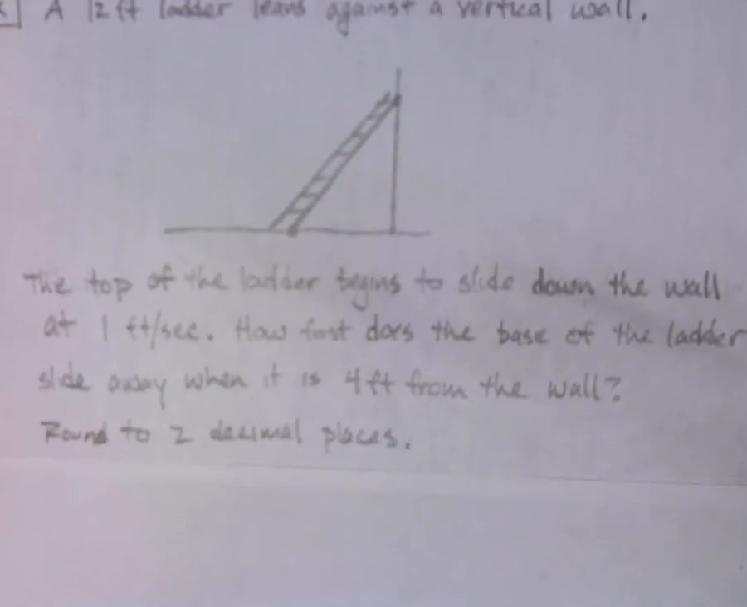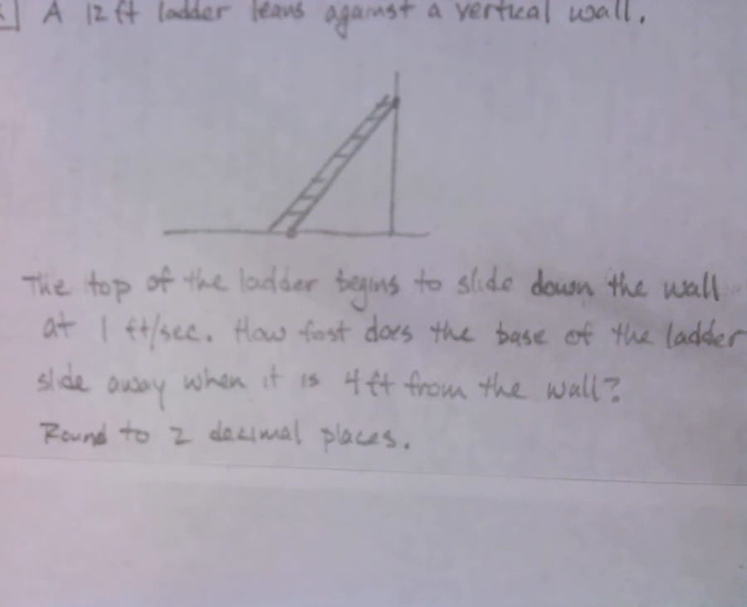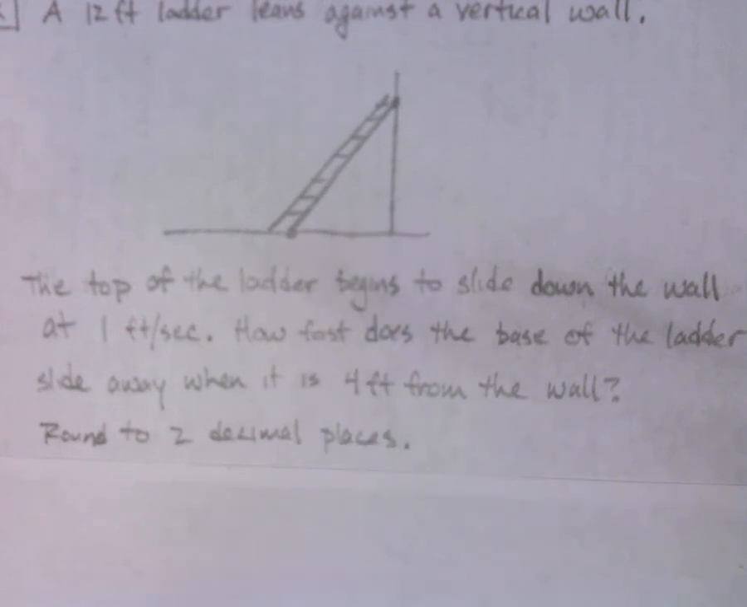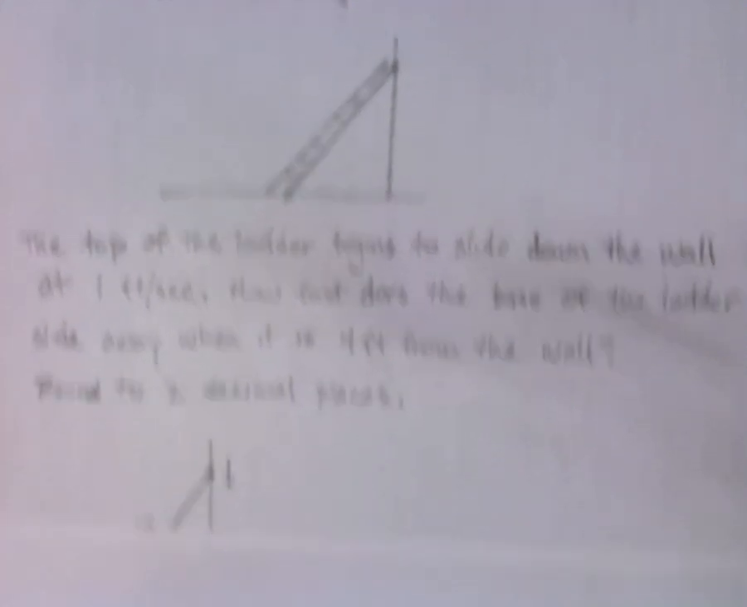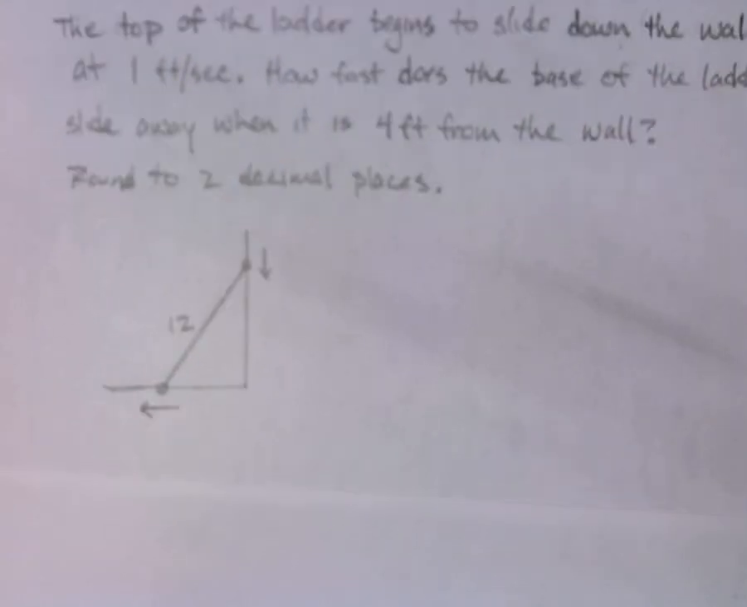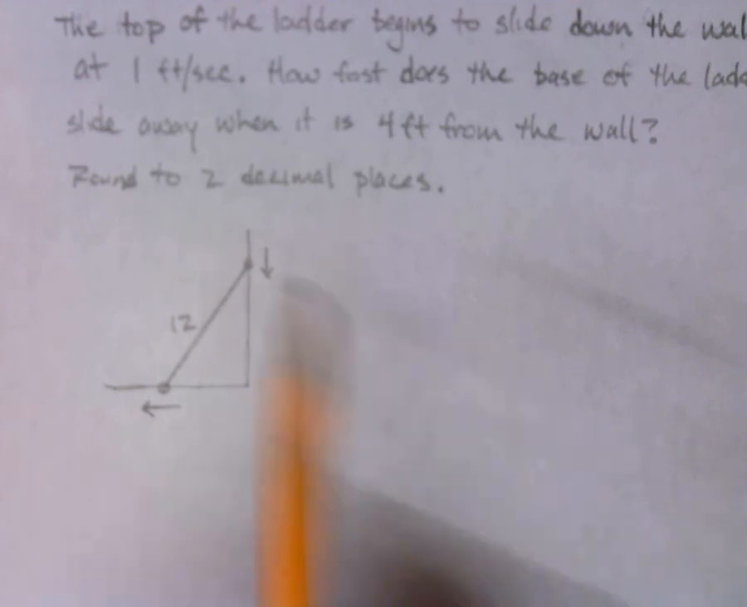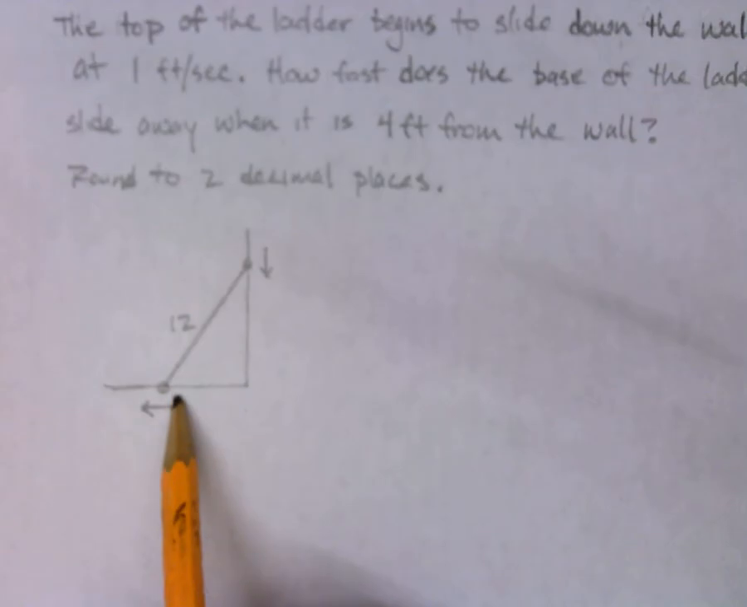Okay. So step 1 in our related rate steps, make a drawing. So we've got a kind of a drawing to work with, but we'd like one that's maybe a little simpler. So I went ahead and drew this. So kind of a simplified version of my ladder. I know that ladder is 12 feet. The top of the ladder starts to slide down. The base starts to slide away. So how are we going to go about this?